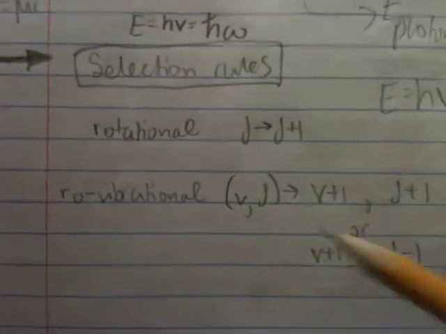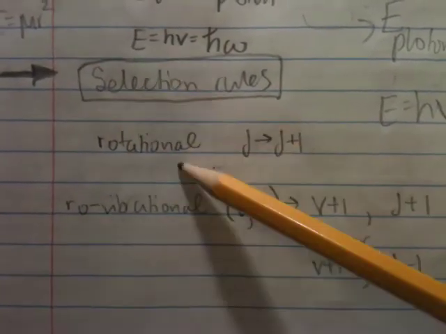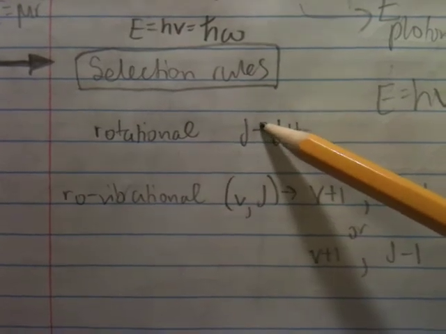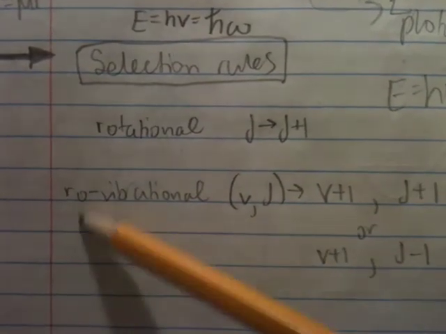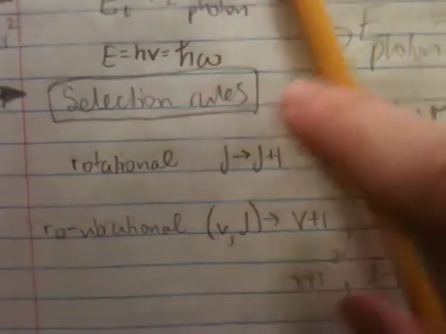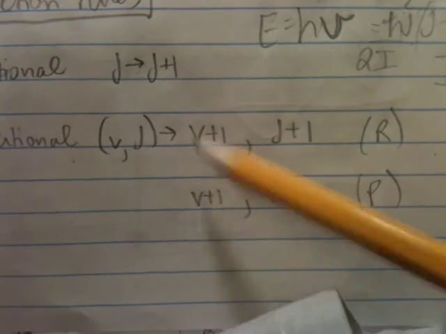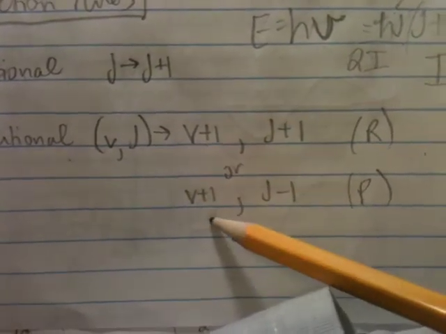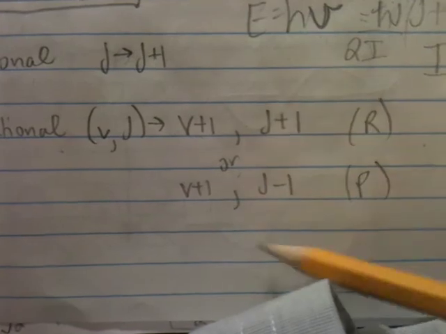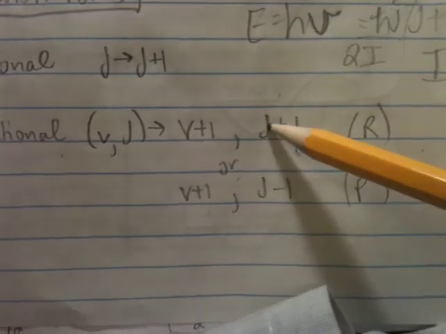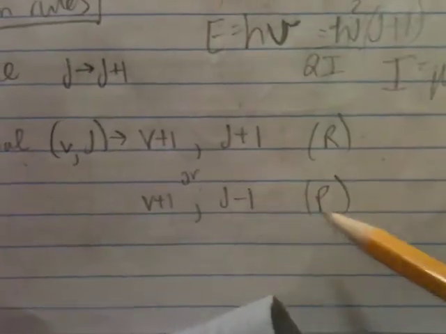Selection rules. For rotational spectra, J goes to J plus 1. For rovibrational, you have two types. For both of them, v goes to v plus 1. But then their differences begin with the J state. You have J plus 1 for the R branch and J minus 1 for the P branch.